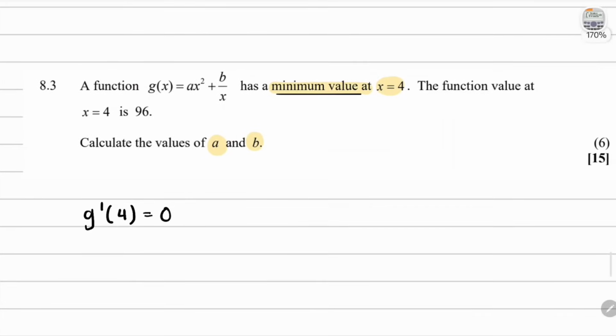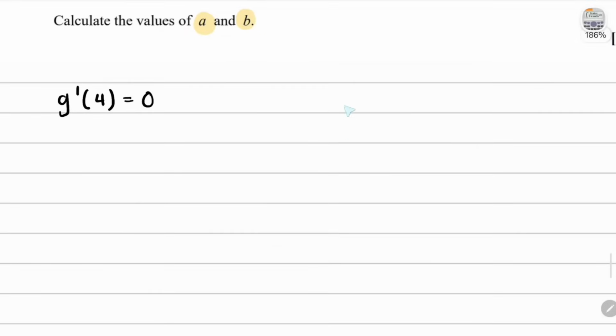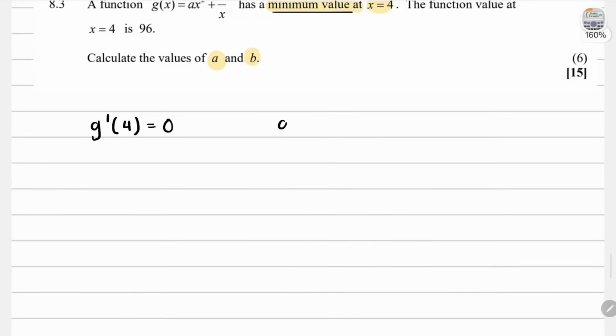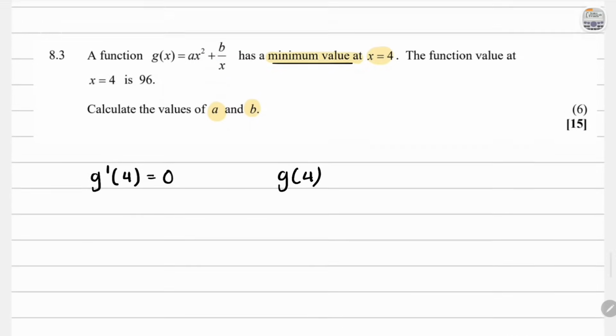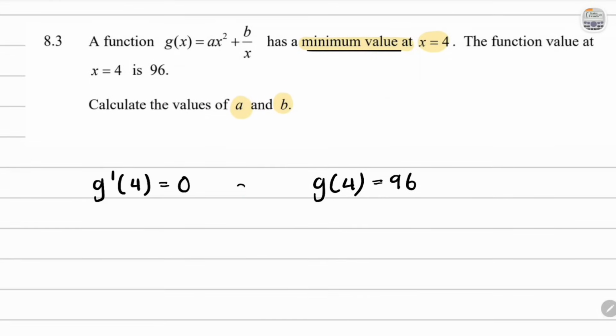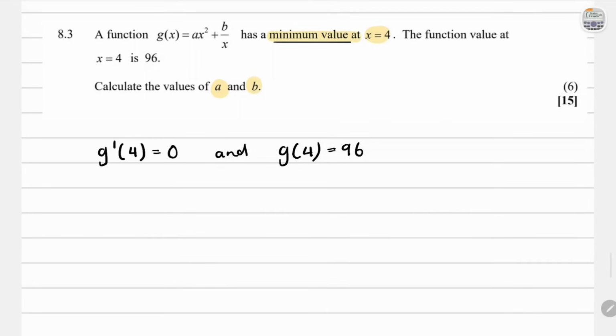And then they tell us that the function's value at x is equal to 4 is 96. Okay, a function's value is just its y value. If I say this is a function and I say the function's value at x is equal to 2 is 5, I'm just telling you the y value of that graph. So that means that g of 4, the graph's value, the y value, at the point where x is equal to 4, that is 96. These are the two pieces of information they have given us, g prime of 4 and g of 4.